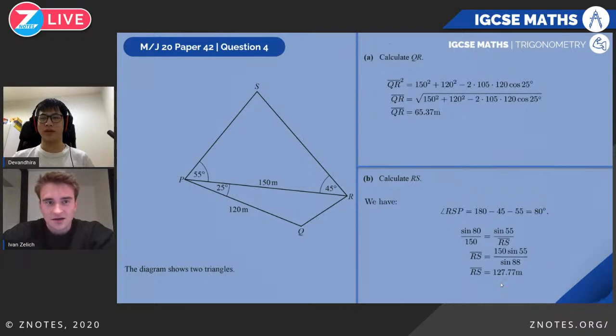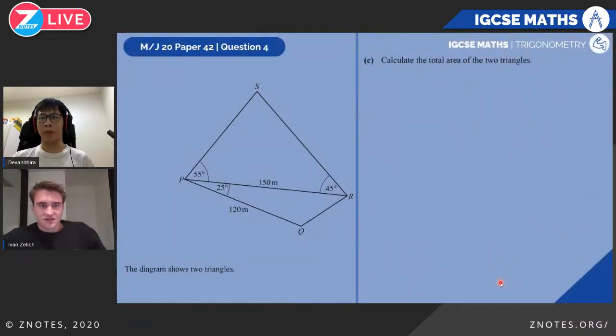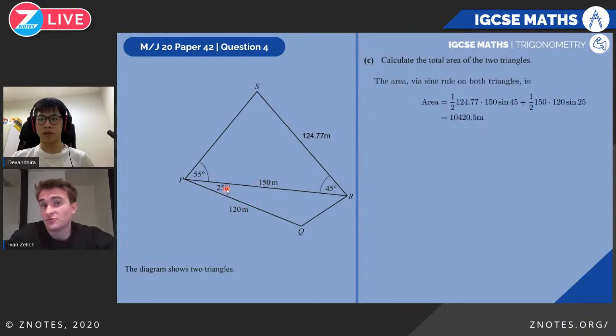Okay, so now you have to calculate the area of the two triangles. We know that RS is 124.77 from the last part. I'm using the formula I gave you guys. We have side, angle, side, so you can just use the sine area formula in both triangles. So it'd be 120 times 150 sine 25 over 2, plus the other triangle. That's the area of this triangle here, so that's this expression here.